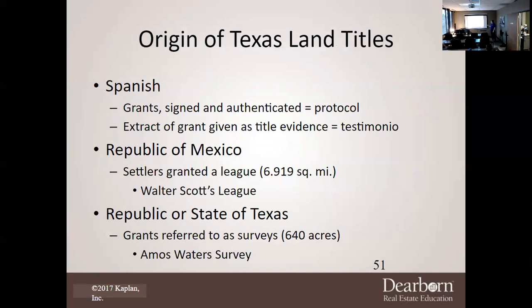The origins of Texas land titles. Now, you do see you've got Spanish, Republic of Mexico, and the Republic or State of Texas. In Spanish, it grants, signs, and authenticated, which is going to be what's called a protocol. The extract of a grant given as a title evident is going to be a testimonio. Okay? The Republic of Mexico was settlers granted a league of approximately 6.919 square miles, and this was the Walter Scott's league. The Republic or State of Texas grants are going to be referred to as surveys at 640 acres, and Amos Water Survey would be an example of that.